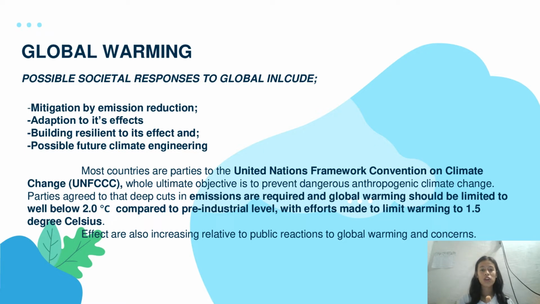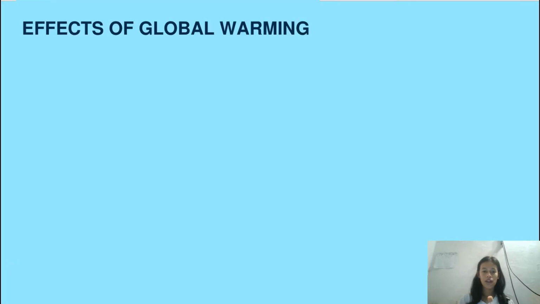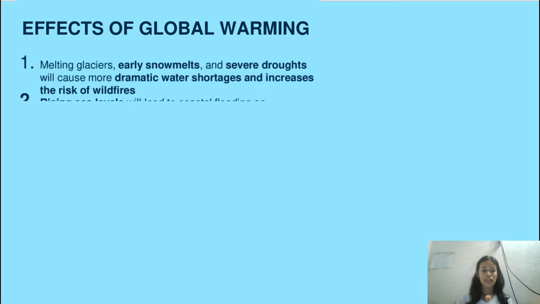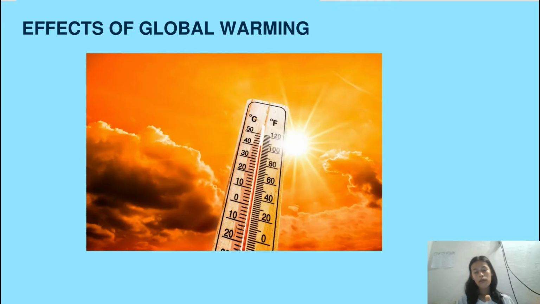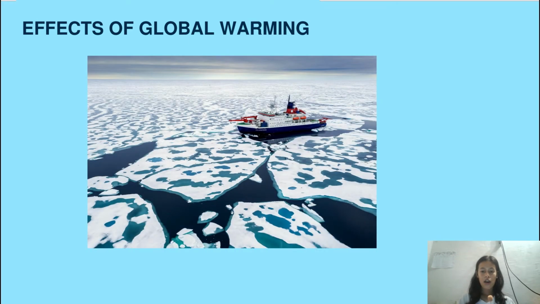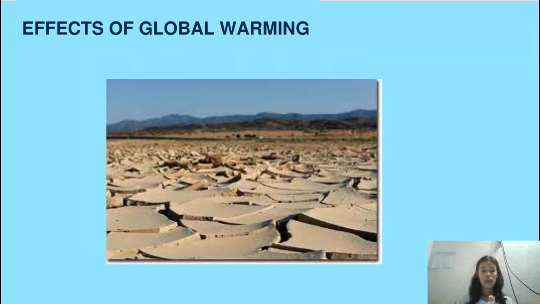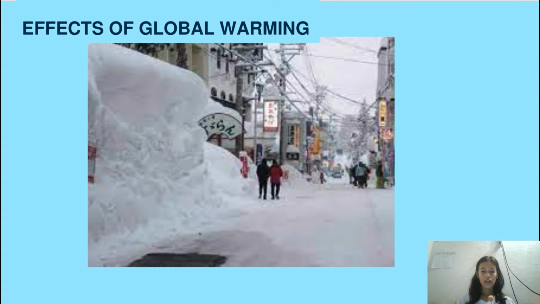The effects are also increasingly relevant to the public reaction to global warming and concerns. The effects of global warming are the following. First is melting glaciers, early snow melts, and severe droughts will cause more dramatic water shortage and increase the risk of wildfire. Global warming is known as the increase in temperature. So we conclude that it has the effect of severe droughts and early snow melts.